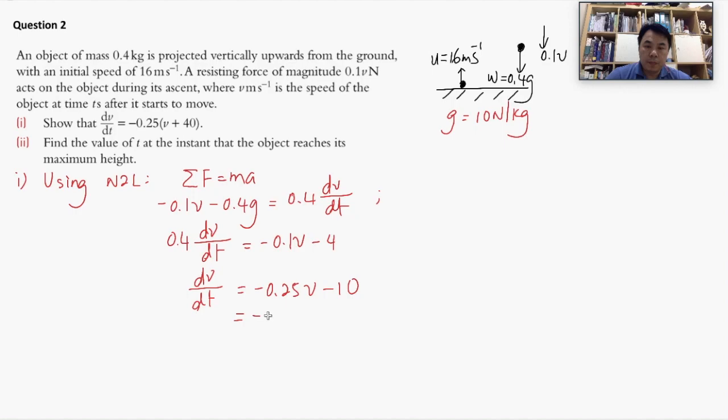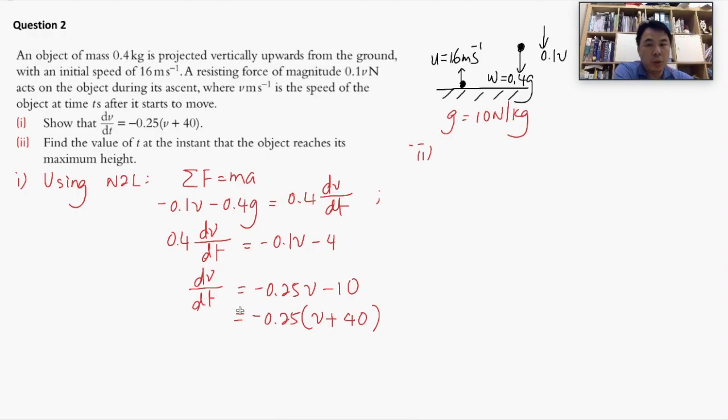Hold on. So factorize that, v plus 40. Yep. So we have shown these differential equations to be true. Okay, so I hope that is clear for number 1. And then next for number 2, find the value of t at the instant that the object reaches its maximum height.